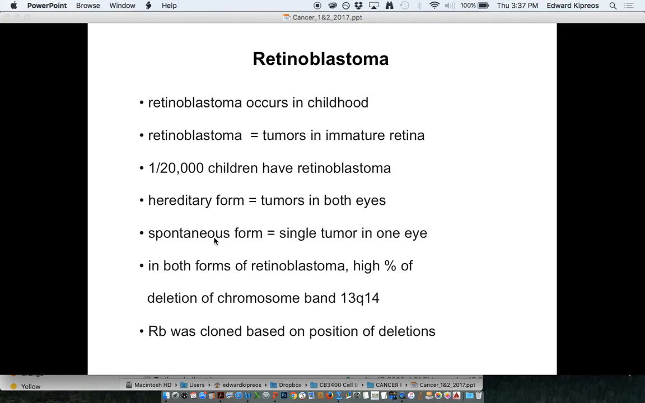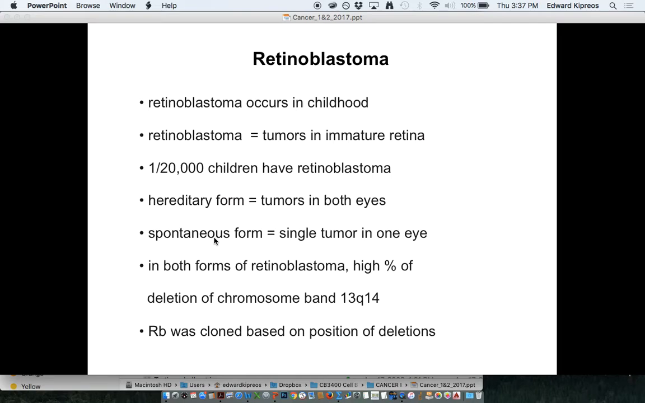But anyway, this is one of those rare examples where this paper was published years before they had actually cloned the tumor suppressor gene. So it's the two-hit hypothesis, and it's based on observations.